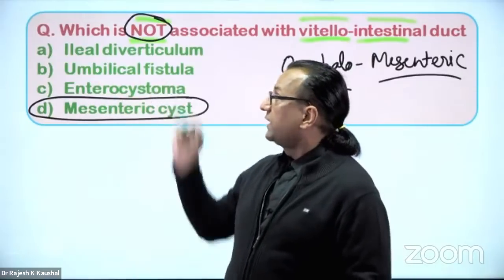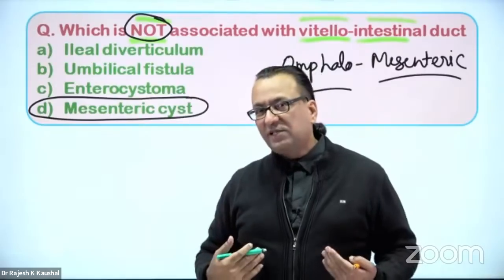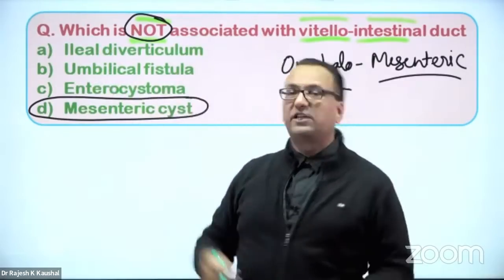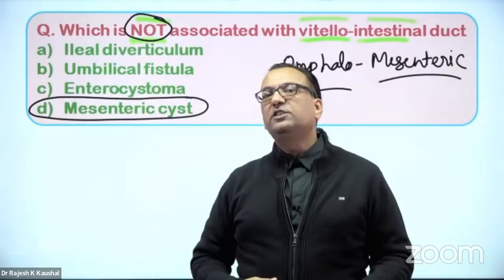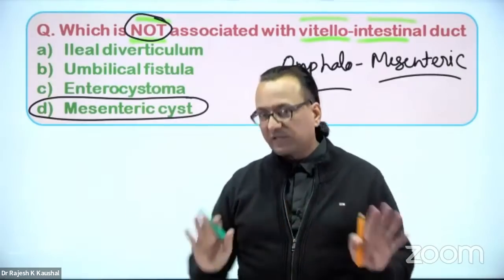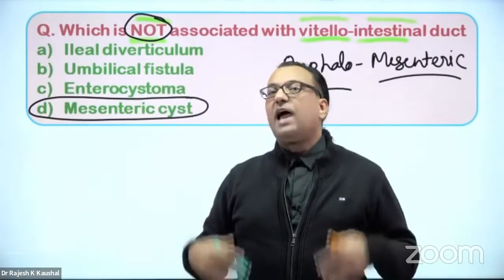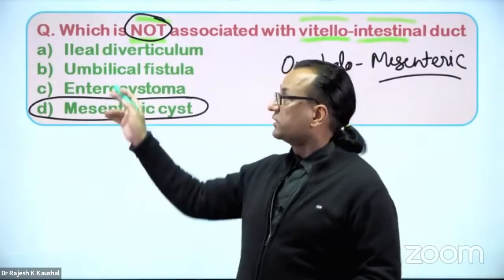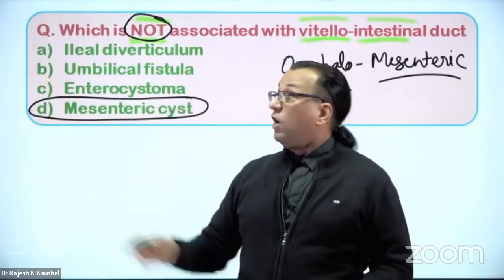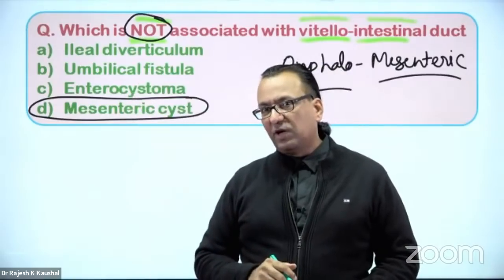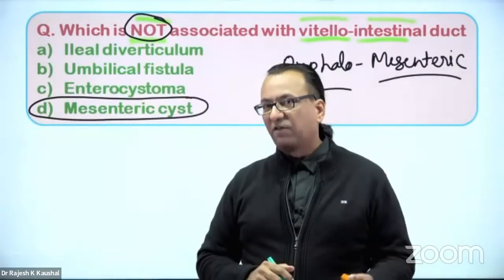Now, what about umbilical fistula? The vitello-intestinal duct is connected to the umbilicus. At the umbilicus, the connection should be disrupted, but if it is persisting, problems can manifest at the level of the umbilicus. It could be an umbilical fistula, it could be an umbilical sinus. What is the difference between a fistula and a sinus? That we'll have to find out.